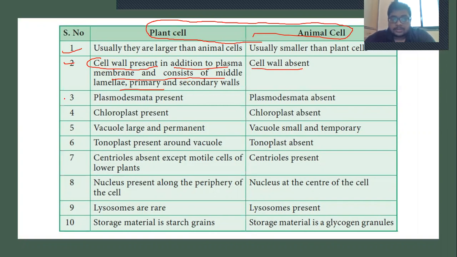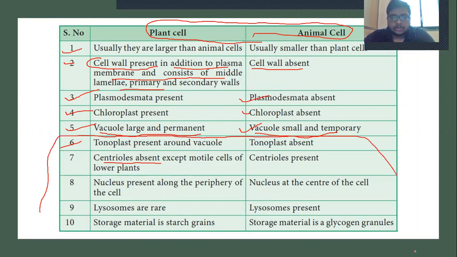Then plasmodesmata present. This is again a good topic. Plasmodesmata present in plant cells and absent in animal cells. And chloroplasts are present in plant cell. They are absent in animal cell. Vacuoles are large and permanent. Okay, and vacuoles are small and temporary for animal cell, as I explained. And there are other things like tonoplasts that you must actually know. Then centrioles are absent. That goes into some deeper sections in biology. The main thing is the first 5 points.